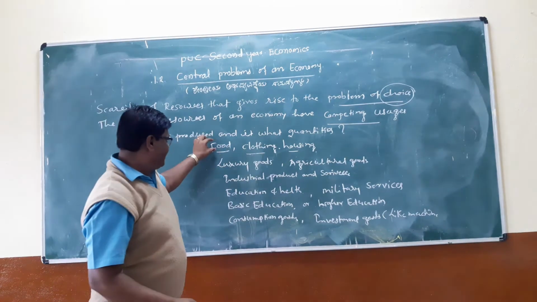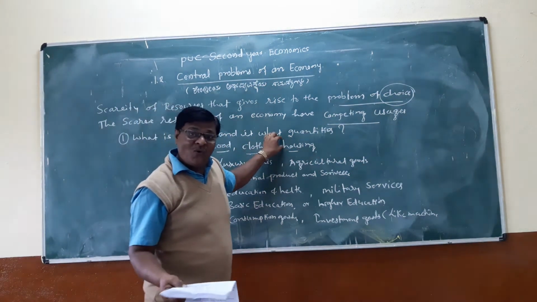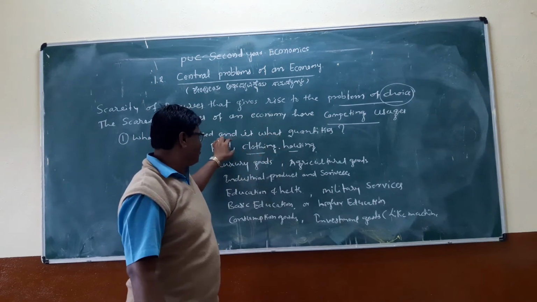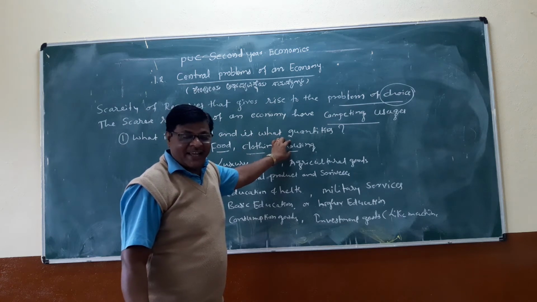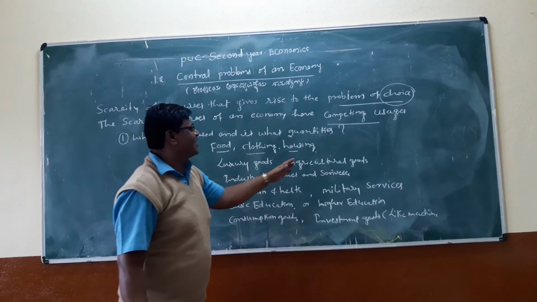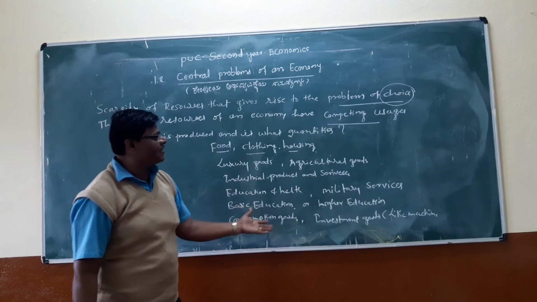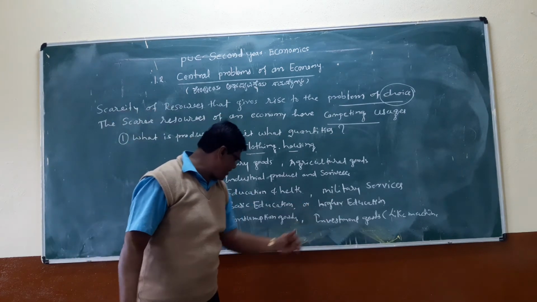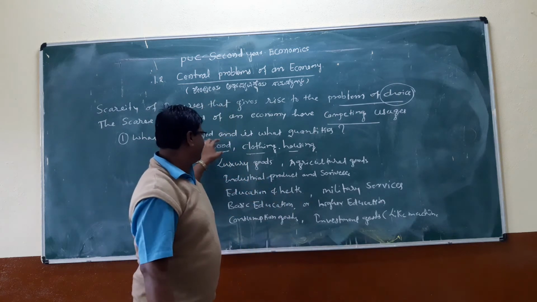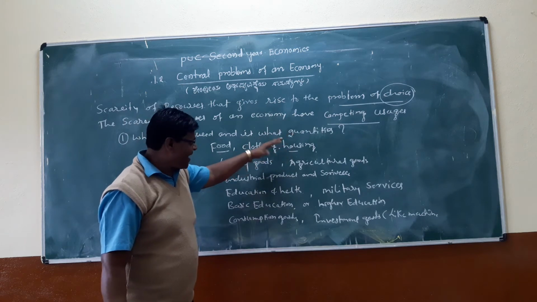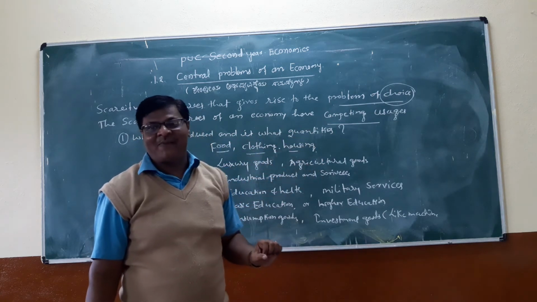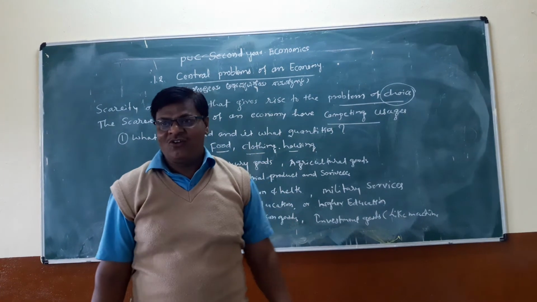If you select food, clothing and housing, the economy uses its entire scarce resources to produce food, clothing and housing. The economy has to sacrifice all the others, like luxury goods, agriculture goods, industrial products and services, education and health services, higher education, consumption goods and investment goods. If you select these things, you have to sacrifice the others. This is the first problem of a central economy.